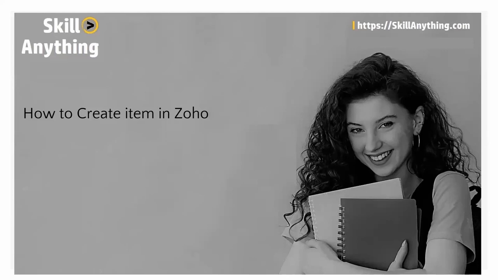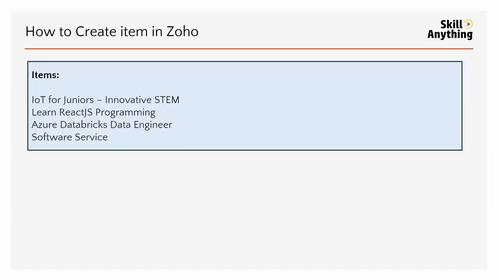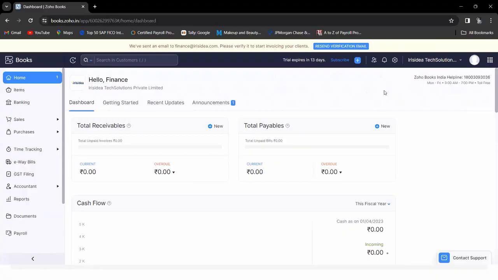In this topic, we'll see how to create an item in Zoho Books. So our objective and focus area is how to create an item in Zoho. This is the item list which we will create in Zoho. So let's move into Zoho Books and see how to create an item.